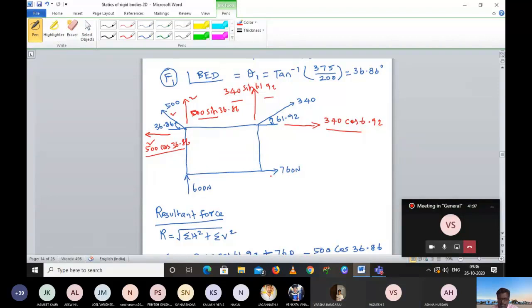Okay, now we got a figure like this. One is 600 Newton. For better understanding, I am doing this. Those who already solved, please listen. If I make any mistakes, you can correct me. Okay. 760 Newton. And I am having two more forces. Whether all the forces are positive, upward positive.